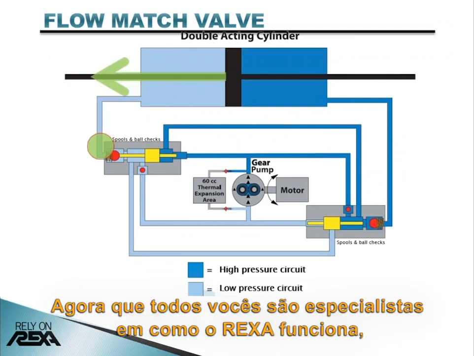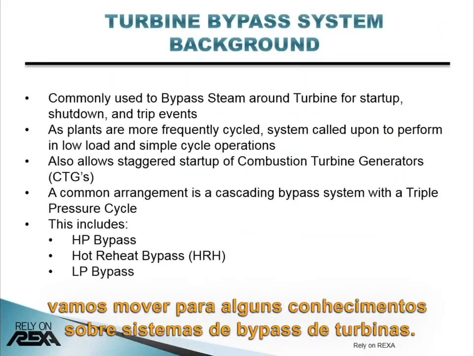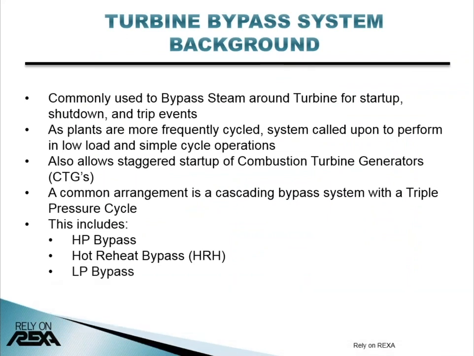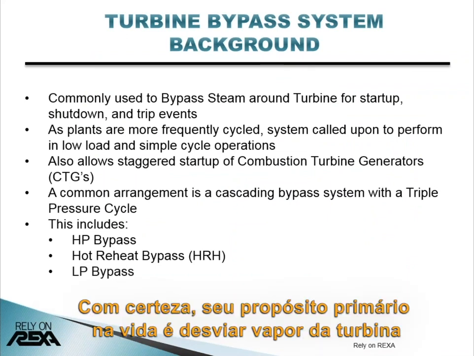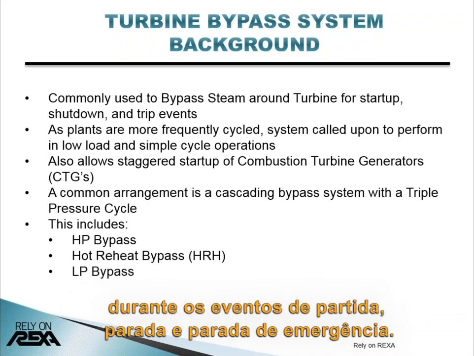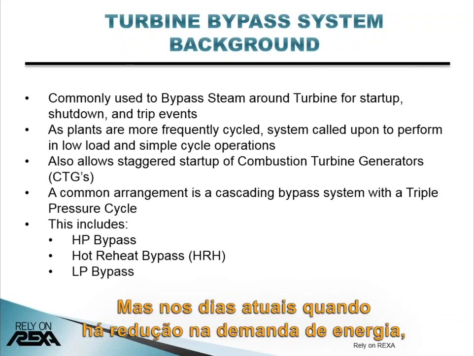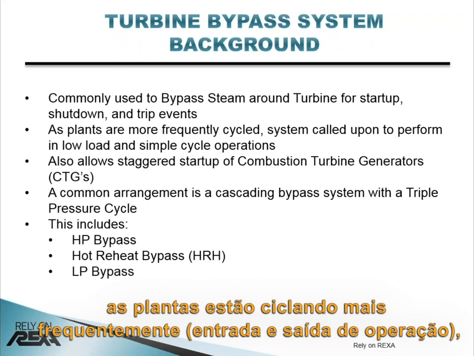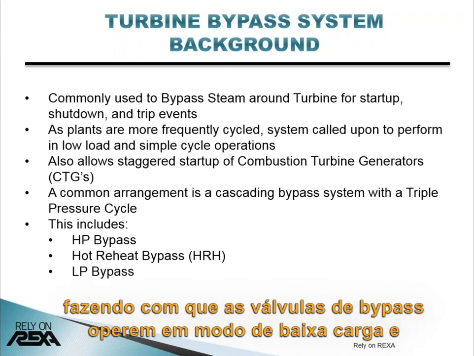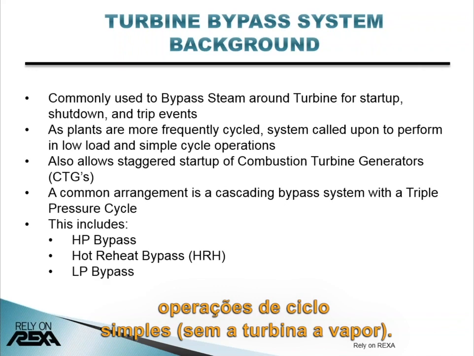Now that you're all experts on how the REXA works, let's move into some background on turbine bypass systems. Of course, their primary purpose in life is to direct steam around the turbine during startup, shutdown, and trip events. But these days, with a reduction in power demand, plants are more frequently cycled, causing bypass valves to operate in low load and simple cycle operations.